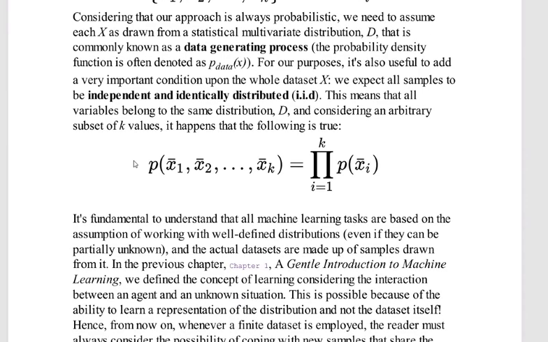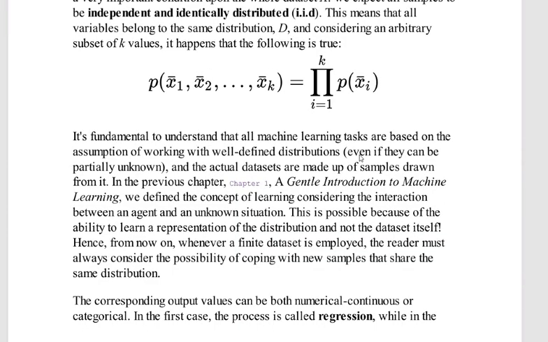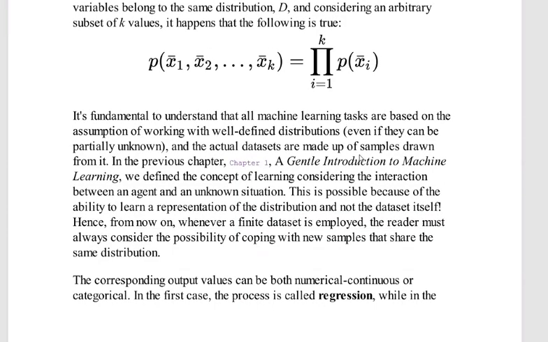For this, we have a formula: P of x1, x2 till xk, product of i equals 1 to k, where it depends upon the performance of that particular data item. So here, this is the main task, based on the assumption of working with well-defined distributions of data, considering the interaction between an agent and an unknown situation, where there are possible objects.